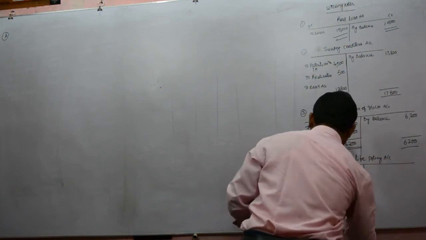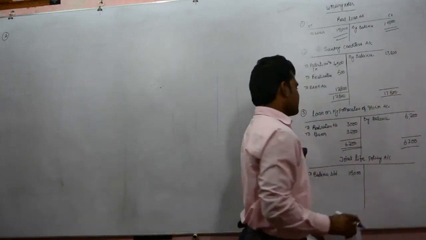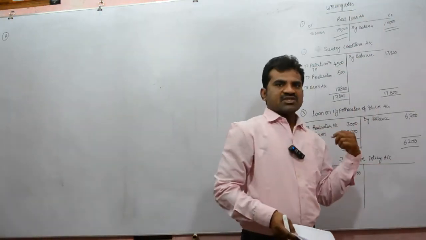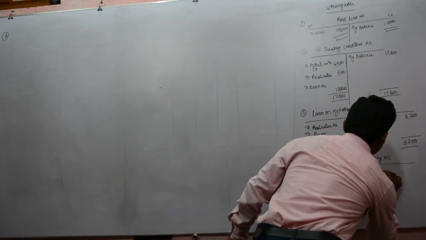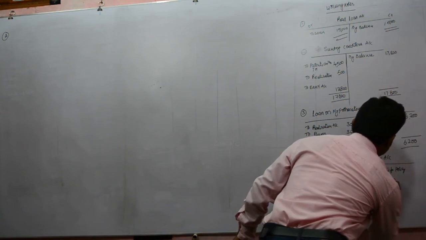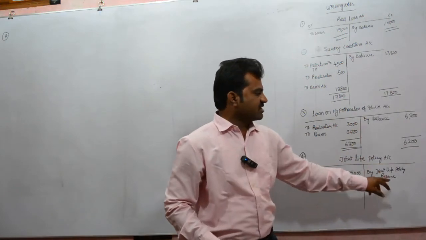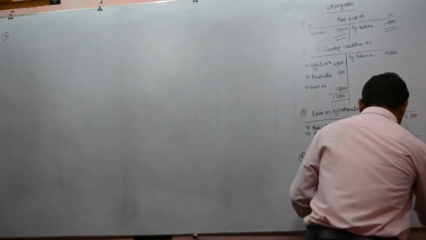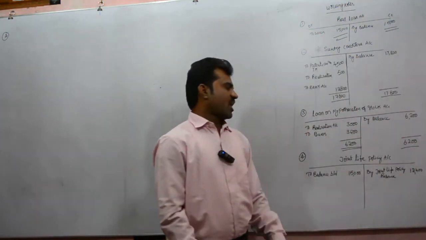brought down, that is 15,000 debit balance is there, that is for asset. Corresponding to this joint life policy, there is a reserve transferred to this account by crediting by joint life policy reserve. This is a specific reserve, that's why we are not distributing this reserve to the partner's capital. We are setting off with the asset. This is 12,400. The reserve outstanding is 12,400.